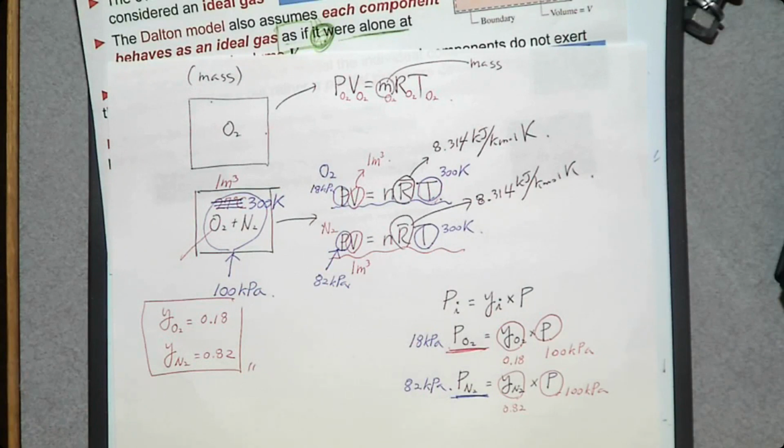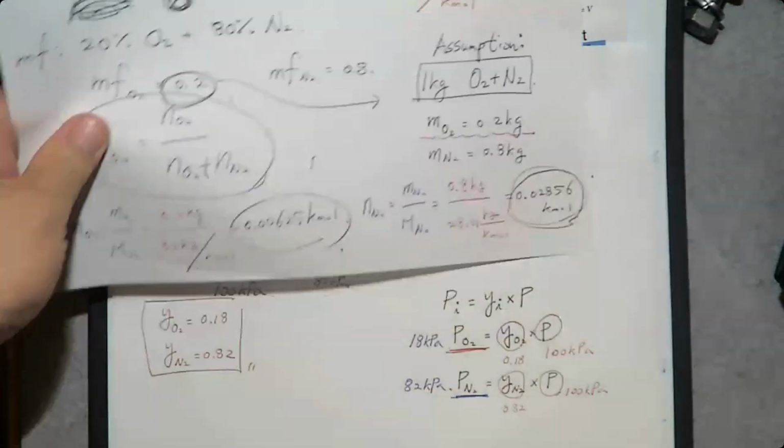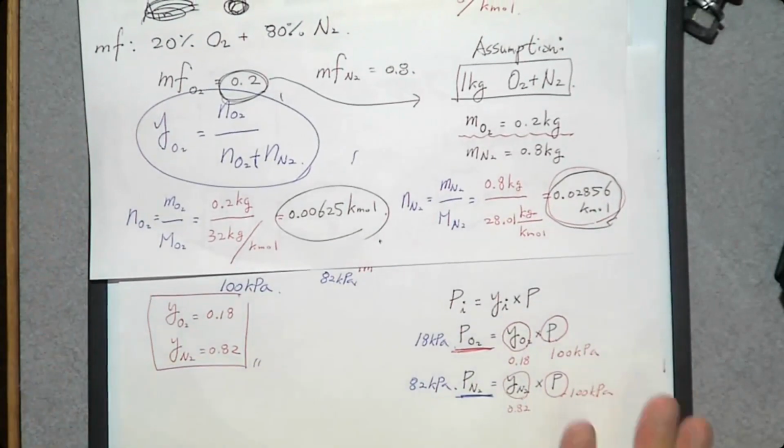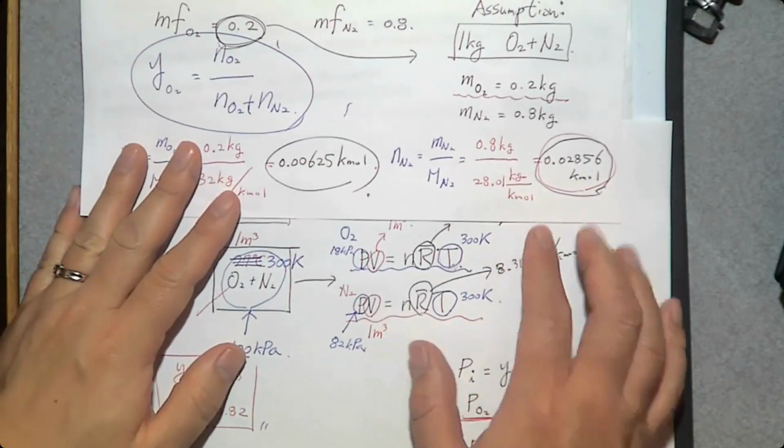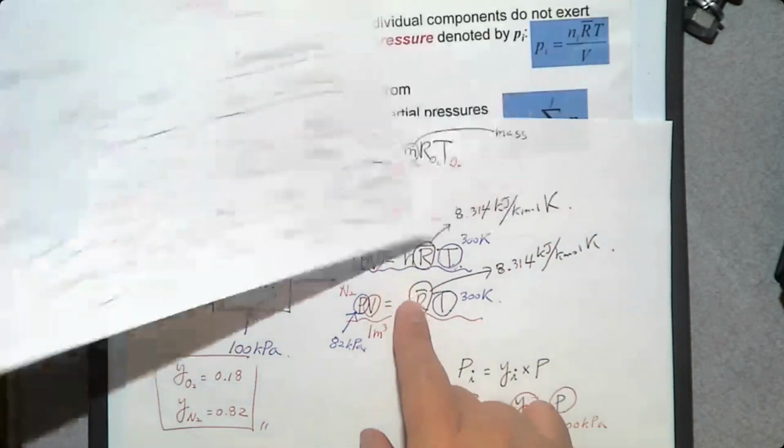Then what is the number of moles, N of oxygen and N of nitrogen, that you can determine by the previous relation, N is M over M. So the number of moles of oxygen is going to be 0.00625. The number of moles of nitrogen is going to be 0.02856. So these are the numbers that we can write here, okay?